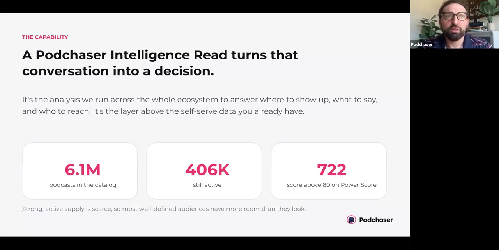And just for the sake of numbers, because this is something that will always come up, 722 is the number of podcasts that have an 80 power score or above. Power score, of course, is our proprietary metric that looks at about 30 different data points, combines them all together, and really serves as a proxy for a podcast's popularity. So if we're looking at 406,000 active podcasts, 722 of them have an 80 or above power score. You start doing some of the math, right?